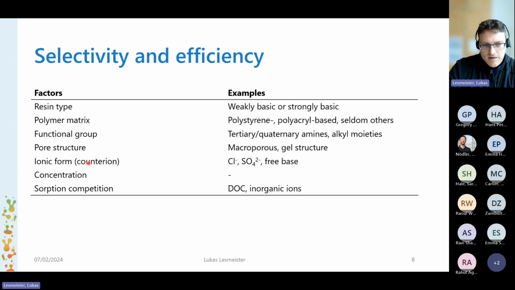The concentration of contaminants can be a factor. When we have very large concentrations of PFAS, the efficiency is usually or maybe better than when the concentration is very low already. And there may be sorption competition that can influence selectivity and efficiency with different parts of DOC or other inorganic ions.